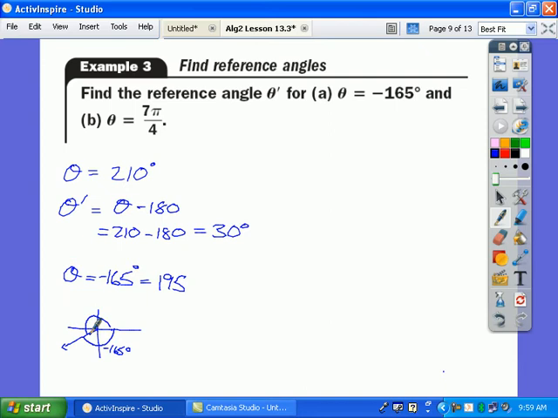Okay. So notice I've not done anything with reference angles. All I've done is made use of coterminal angles. So now I can think of this in a positive. So 195 is in what quadrant?